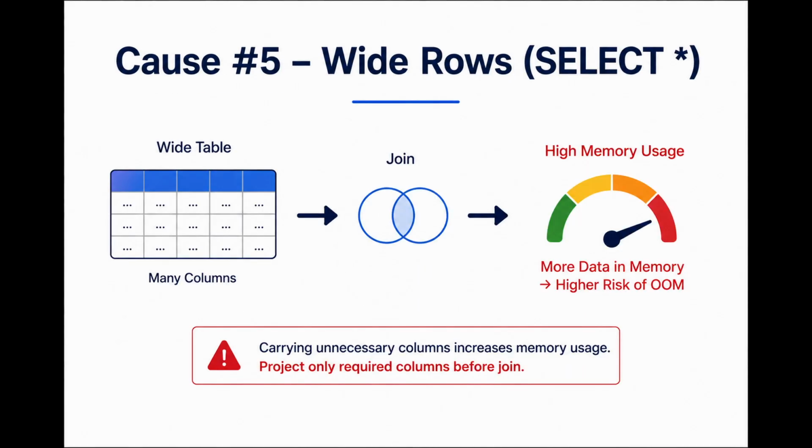The fifth reason is wide rows. Developers often write select star and carry every column through the join. Many of those columns may never be used later. Every unnecessary column increases the size of each row. When millions of rows are involved, that additional memory usage becomes significant. A simple optimization is to select only the columns you actually need before performing the join. Smaller rows require less memory and less network transfer.